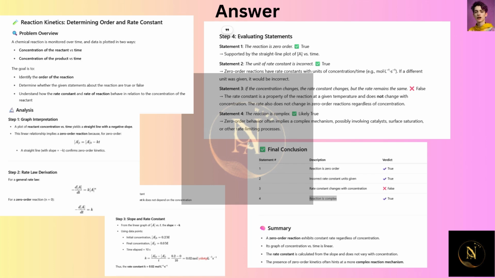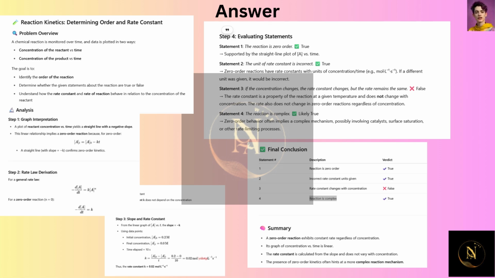Final conclusion. Statement and verdict. 1, reaction is zero order. True. 2, incorrect rate constant units given. True. 3, rate constant changes with concentration. False. 4, reaction is complex. True.